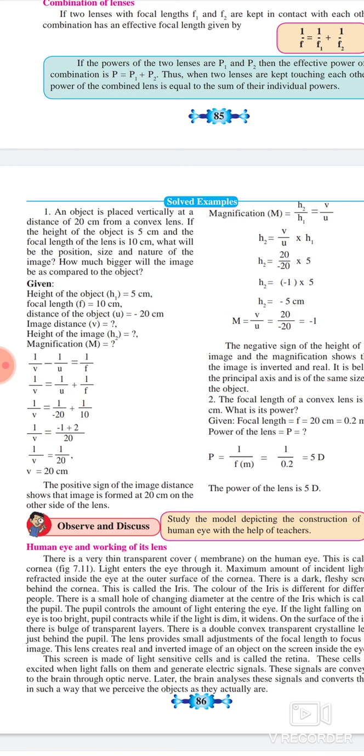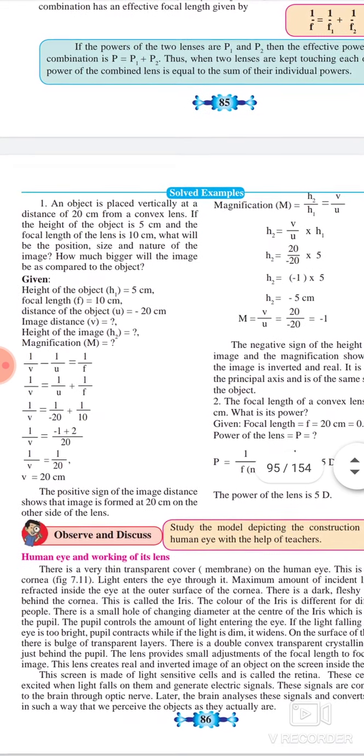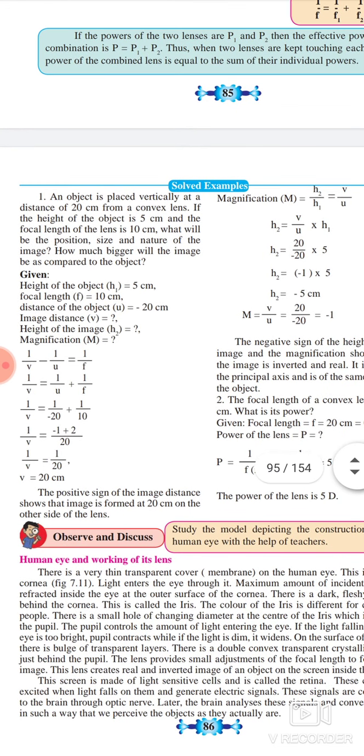So for that we know the formula, children. 1 upon v minus 1 upon u is equal to 1 upon f. U we have minus 20, f we have 10. Taking minus 1 upon u to the right side, you will get 1 upon v is equal to 1 upon u plus 1 upon f. In place of u, you will put minus 20. In place of f, you will put 10. After solving by taking the LCM, you will get minus 1 plus 2 upon 20. 1 upon v is equal to 1 upon 20, and v is equal to 20 cm.